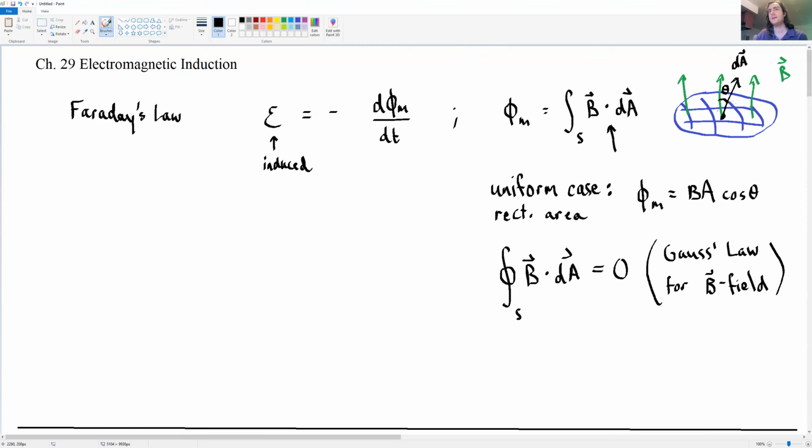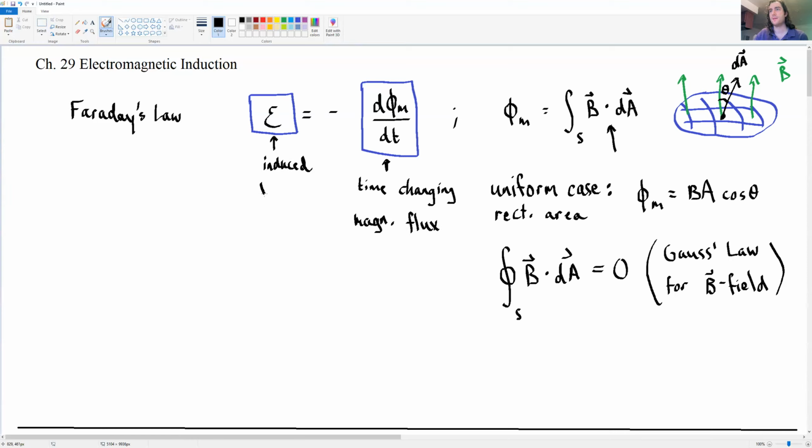Okay, so this is the idea here. If we have a time-changing magnetic flux, then we get an induced voltage, an induced electromotive force. So let's go ahead and write that. So time-changing magnetic flux. And I didn't finish writing this, so induced voltage. Okay, so that's the idea.